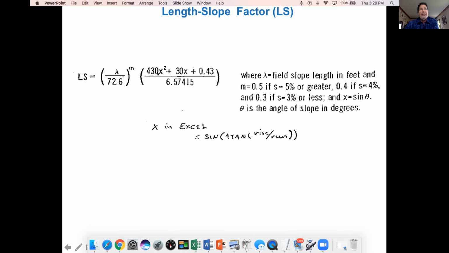And then I have to figure out what the X is. Now the X is a little bit of trigonometry. X is the sine of the angle of the slope. You don't have to worry about figuring out the trigonometry, but in Excel, if you put in this formula, equals sin(ATAN(rise over run)), where rise over run is the fraction of your percentage, that will give you your x, and then you put x into that formula. So that is the formula in Excel to get the X, or basically to get the sine of the angle.